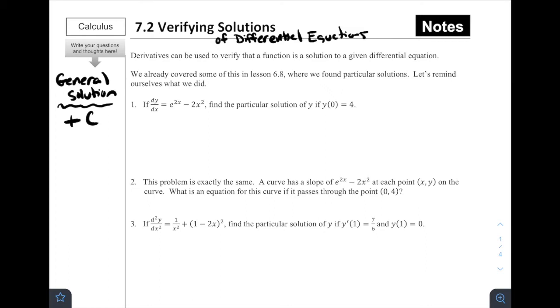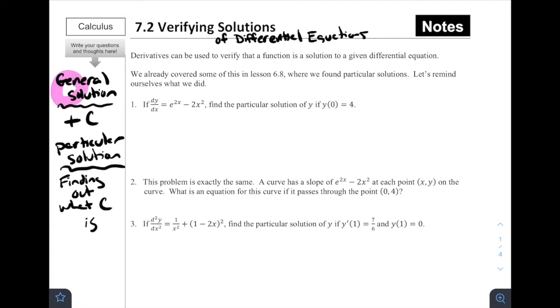What we then did is we said, okay, well, if we have a little bit more information about the function itself, we can find what's called the particular solution, which is where we can find the specific c values. So we're finding out what c is. And so this is the key difference between the two of those. A general solution is just where we have a plus c, and we're not really worrying about what the c is, or we don't have enough information for it. And a particular solution is where we find out what that specific c is, and we really lock in what the specific function is for these problems.